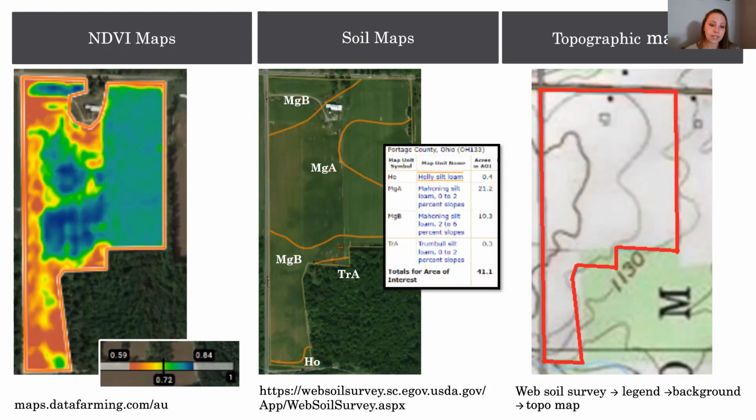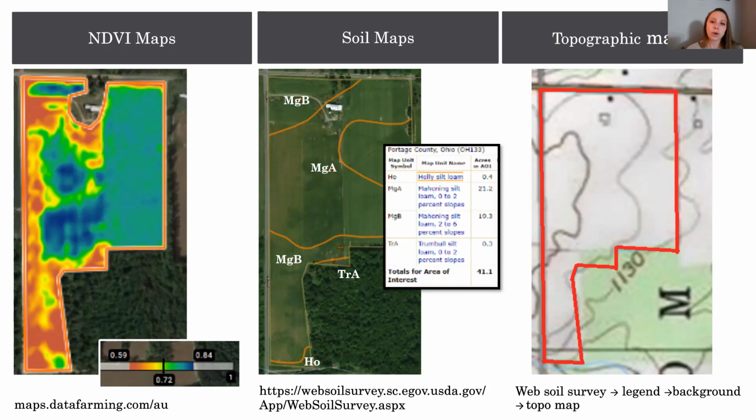Another great place to get maps is web soil surveys. These will give you soil type maps. So you can see if maybe where your low yielding acres are overlay with maybe a wetland soil. And that again will help make those decisions of what else we can do with that land.